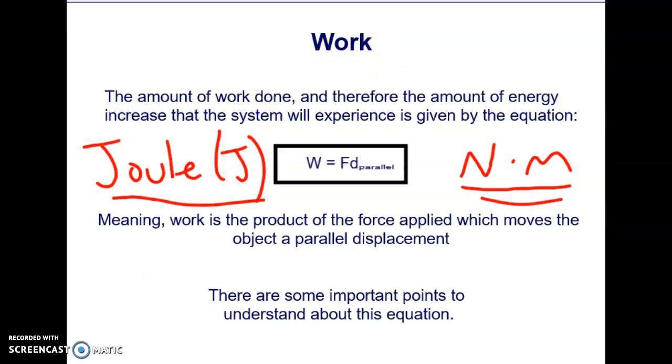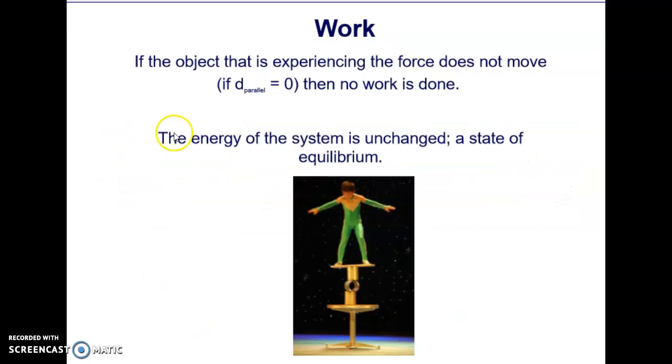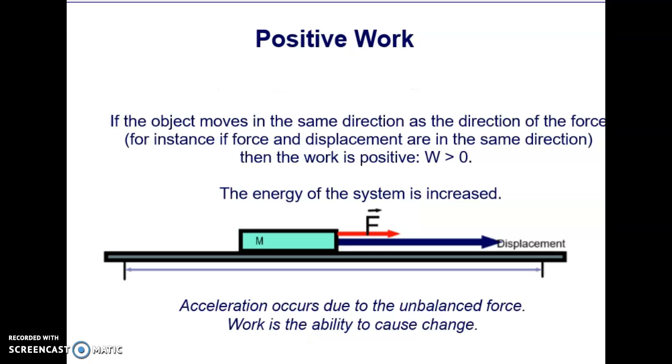In order for work to occur, we need to make sure that we have both a force being used and also motion occurring. If we push on something like the wall and it doesn't move and there's no distance moved, no work is done right there. So you can see this acrobat is standing here, okay, and they're standing still. No work is being done on that person right there.